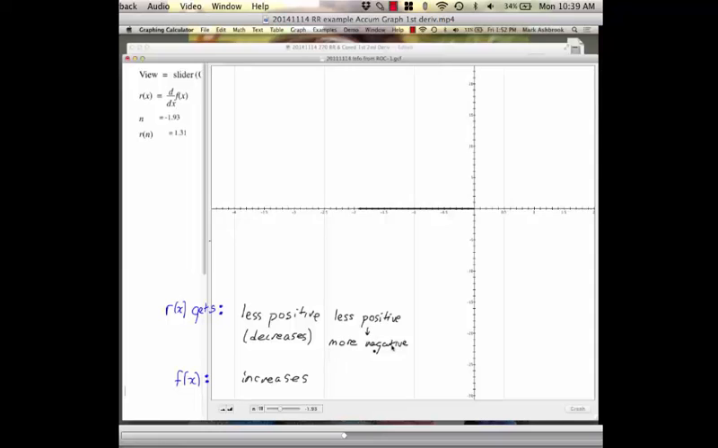Okay, so what about F then? R is getting less positive, and then within this interval it changes to getting more negative. What about F? Decreasing. F is decreasing. Agree with that? In this entire interval, F is decreasing.